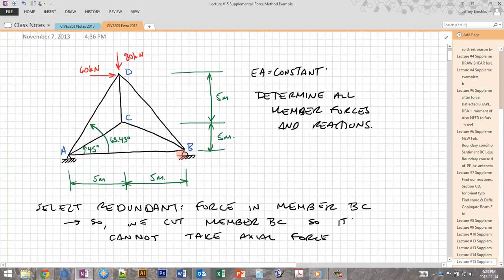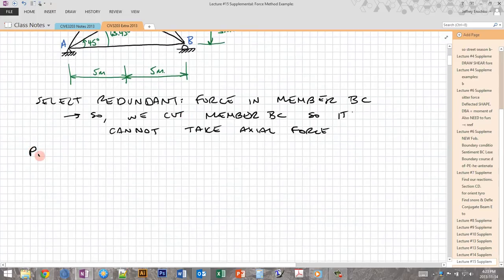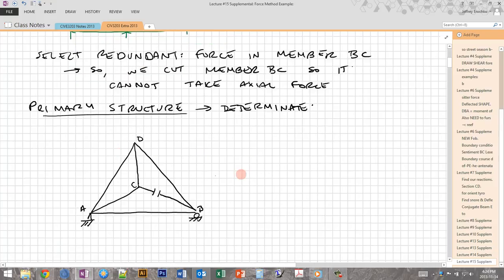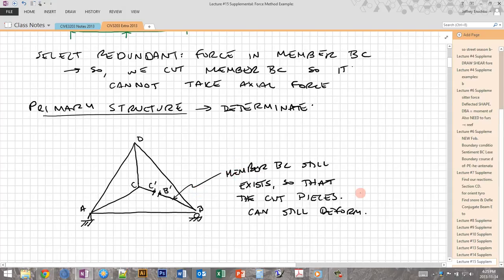So we're going to get a primary structure that is determinate, and it's going to look like this. So here I've taken member BC, I've made a cut. For convenience, I'll call the ends at the cut B prime and C prime. And here you can see that member BC still exists so that the cut pieces can still deform, as I said earlier.